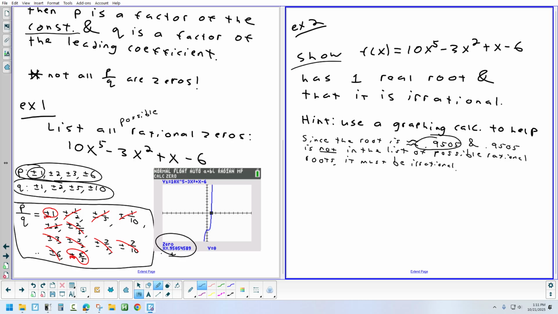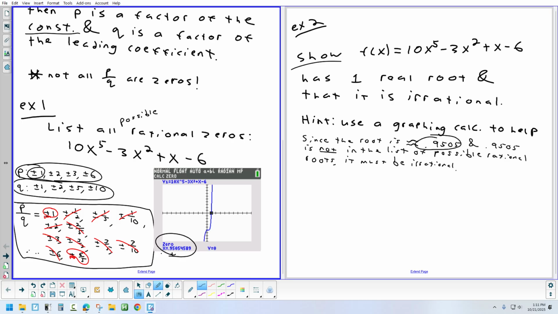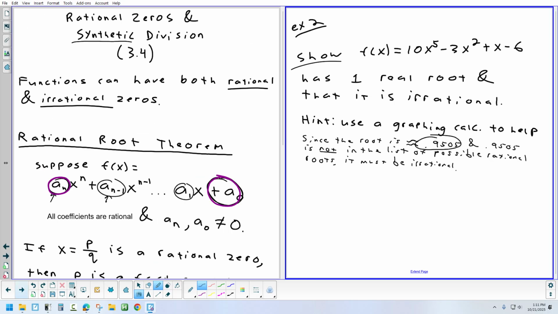All right, we'll do another one and we'll have a lot less P over Q's. That's a lot. Okay, that's 8, 9, 10, that's 12 plus all the negatives. That's 24 different numbers we have to look at. But usually there's less than that.